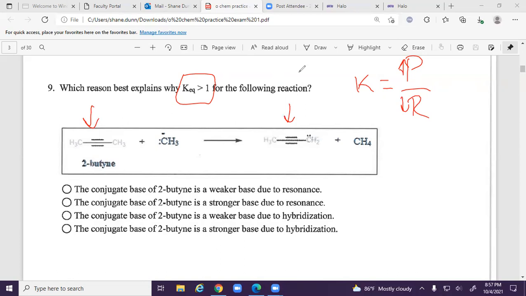So the conjugate base of 2-butanol is a weaker base due to resonance. Yes or no? No. What do you guys think? I think not. You think not? Why not? Because it's saying that the conjugate base, so meaning on the product side, is weaker due to resonance. Good job. You guys are still in your Bronsted-Lowry mindset. We're in Lewis acids, Lewis bases. A stronger base is more stable. Does that make sense? A stronger base is more stable. You just told me products are more stable, right? Now, due to hybridization or due to resonance, which one matters more? Resonance matters more. That's why.